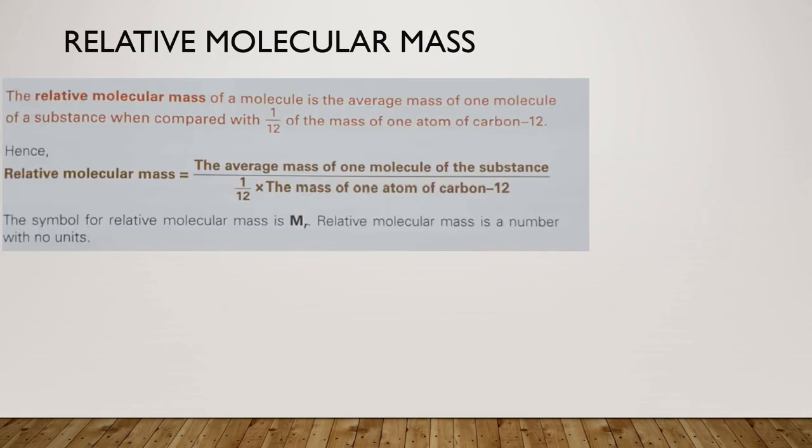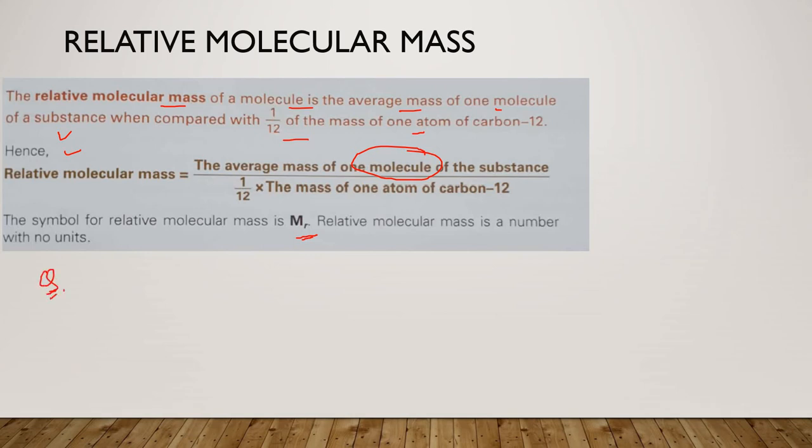Now let's talk about relative molecular mass. It's a kind of similar thing. In place of atomic, you just put molecule. So what is relative molecular mass? It is the average mass of one molecule of a substance when you compare with 1/12 the mass of one atom of carbon-12. So the formula is similar, just in place of the atom, here I am replacing the molecules. What is the symbol? Mr.